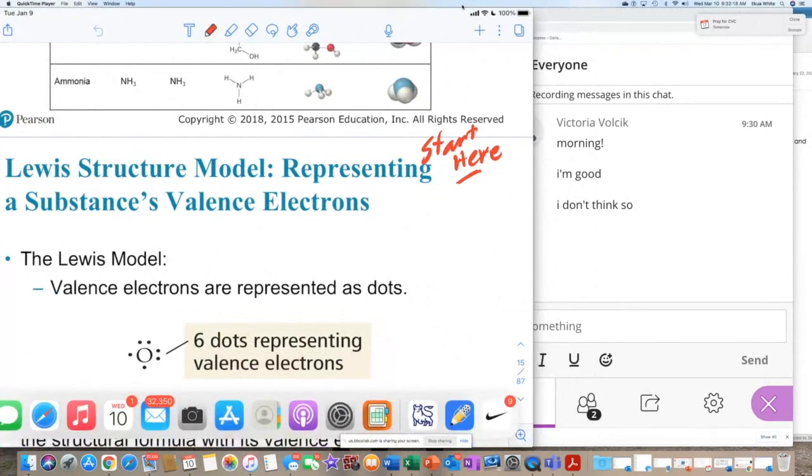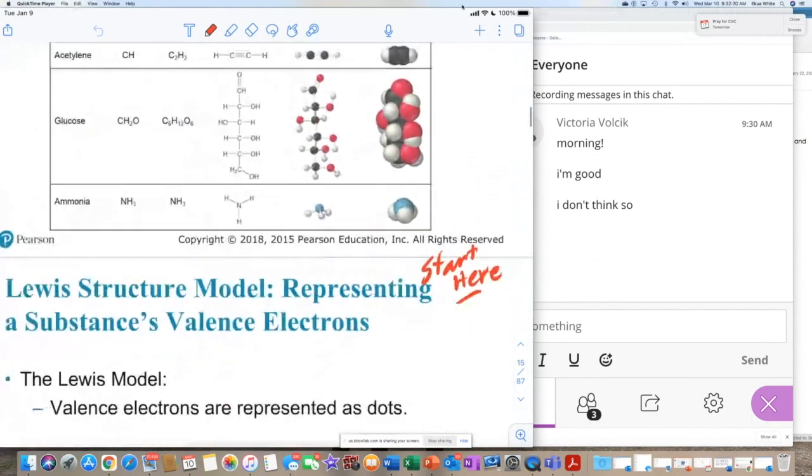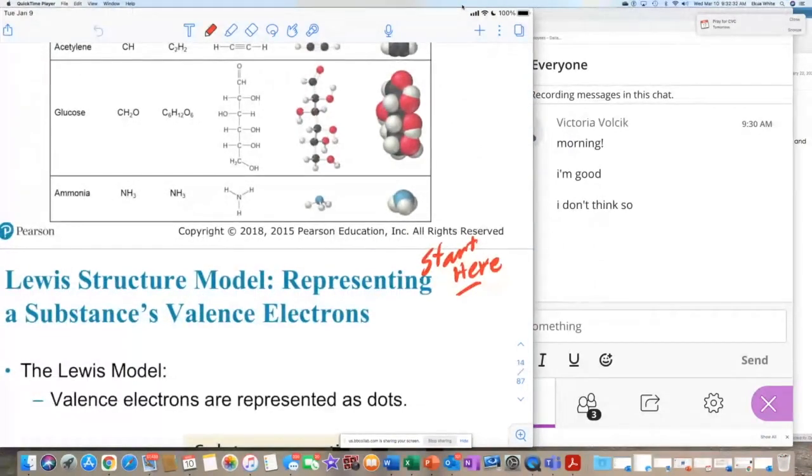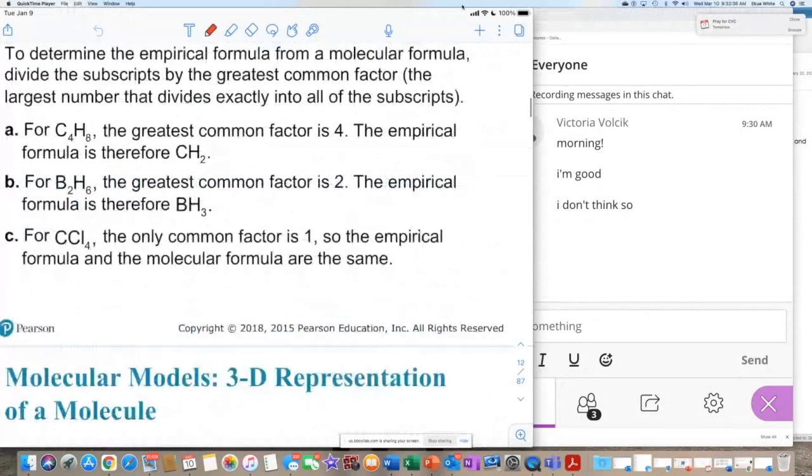Okay, so when we met last on Monday, today's Wednesday, we're talking about the Lewis structure model. So we talked about different ways of representing compounds or molecules when you're communicating with other people. I did talk about the molecular formula and the empirical formula.